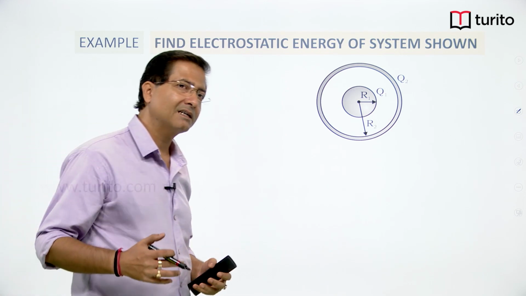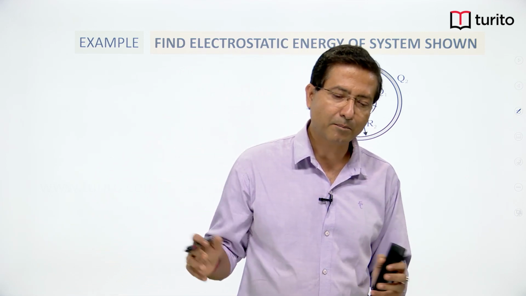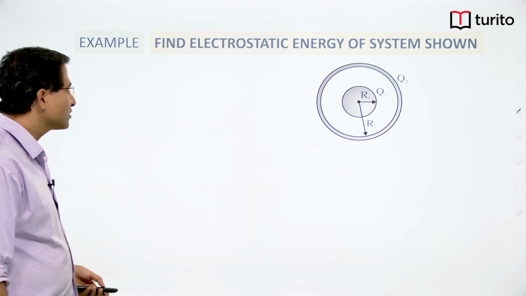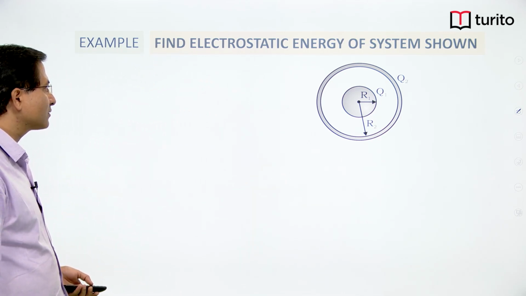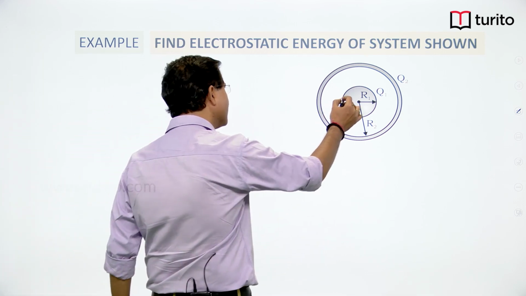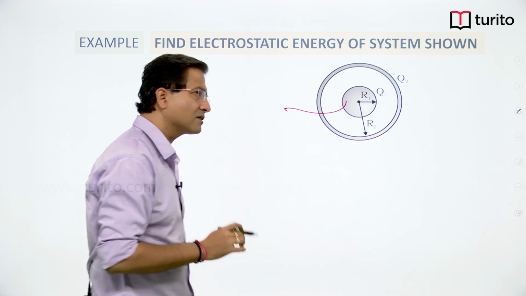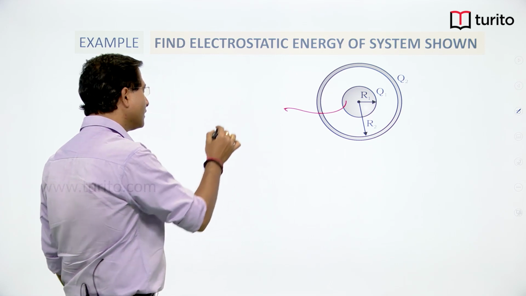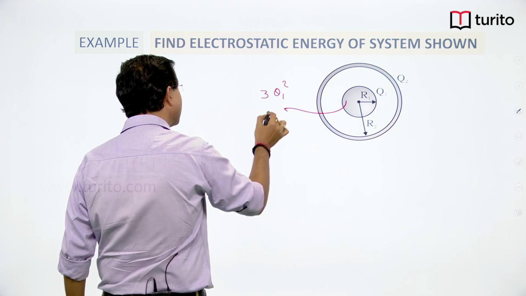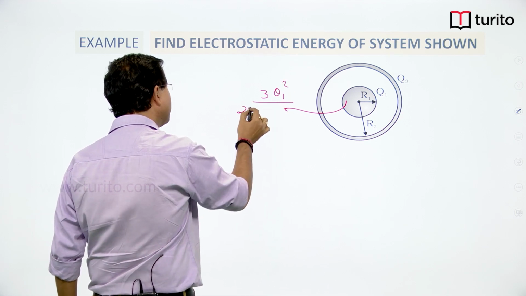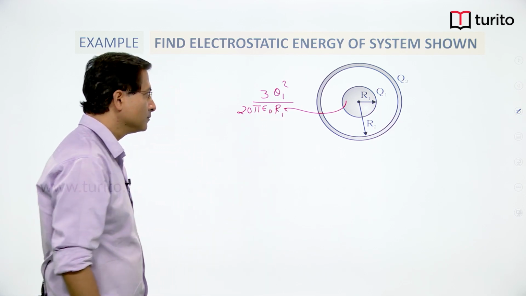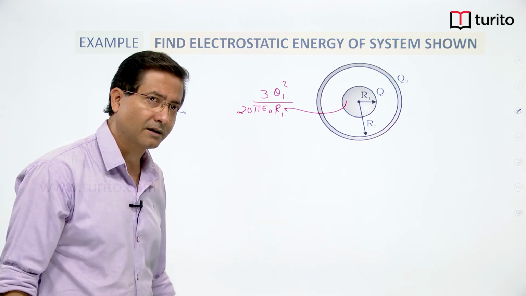So, instead of keeping another sphere outside, I am placing one sphere over another sphere, this way. The question says: what is the electrostatic energy of the system? Now, the inner one is a solid sphere, so I just want to write the self energy of this one. For solid, I can write 3 q1 square divided by 20 pi epsilon naught r1. This is only the self energy of the inner one.